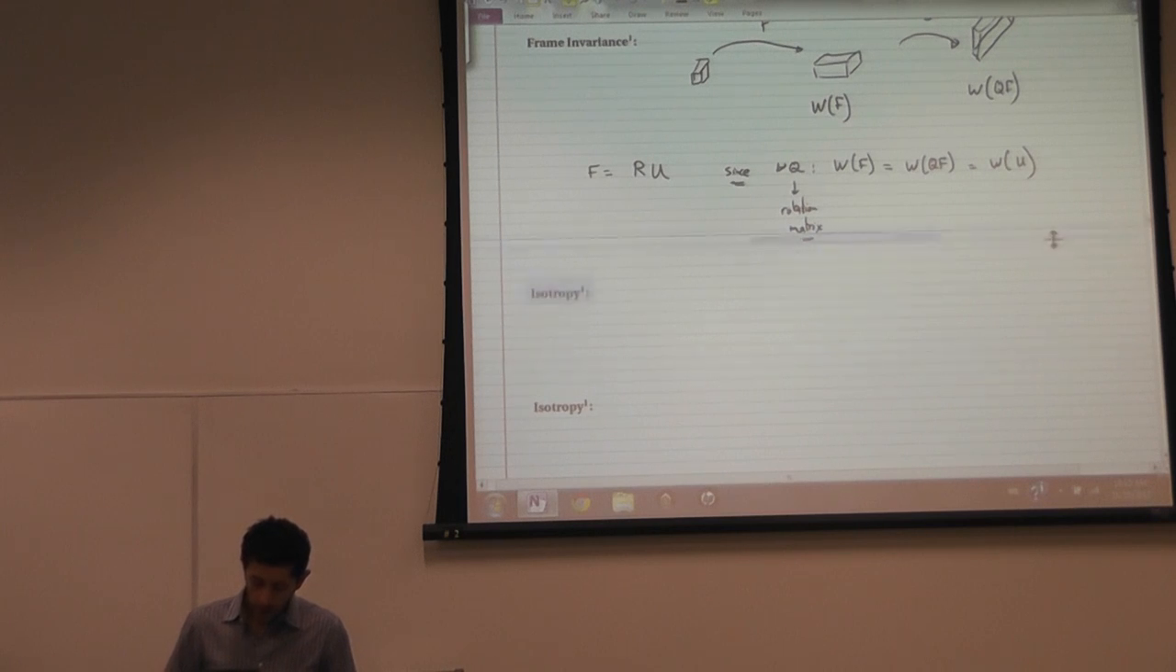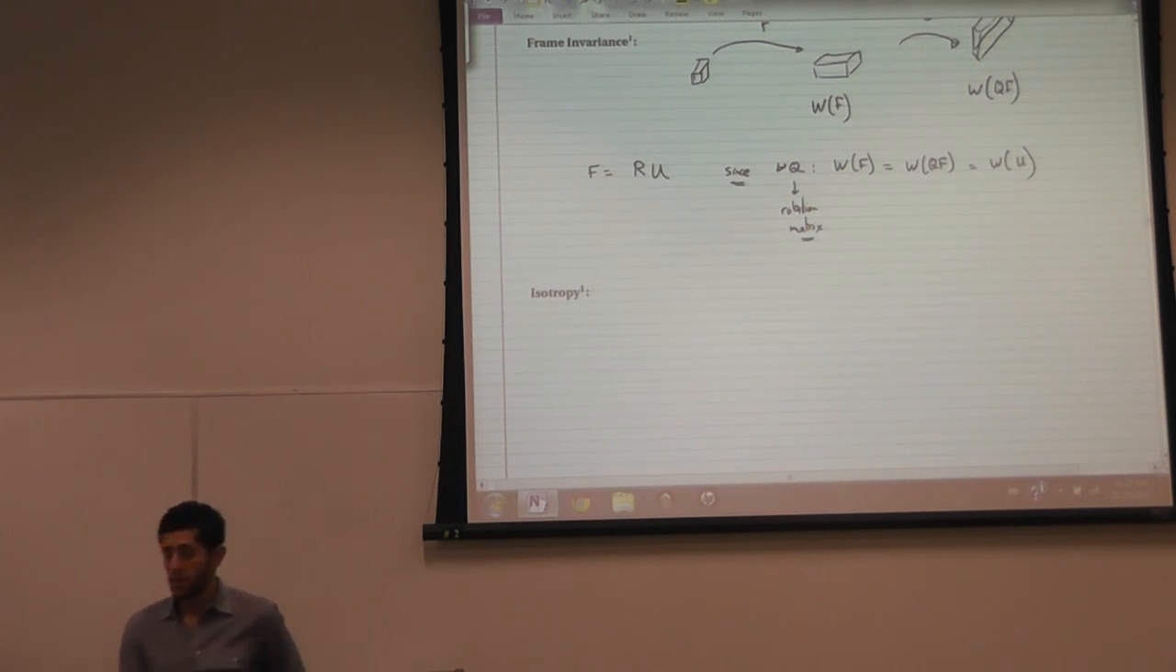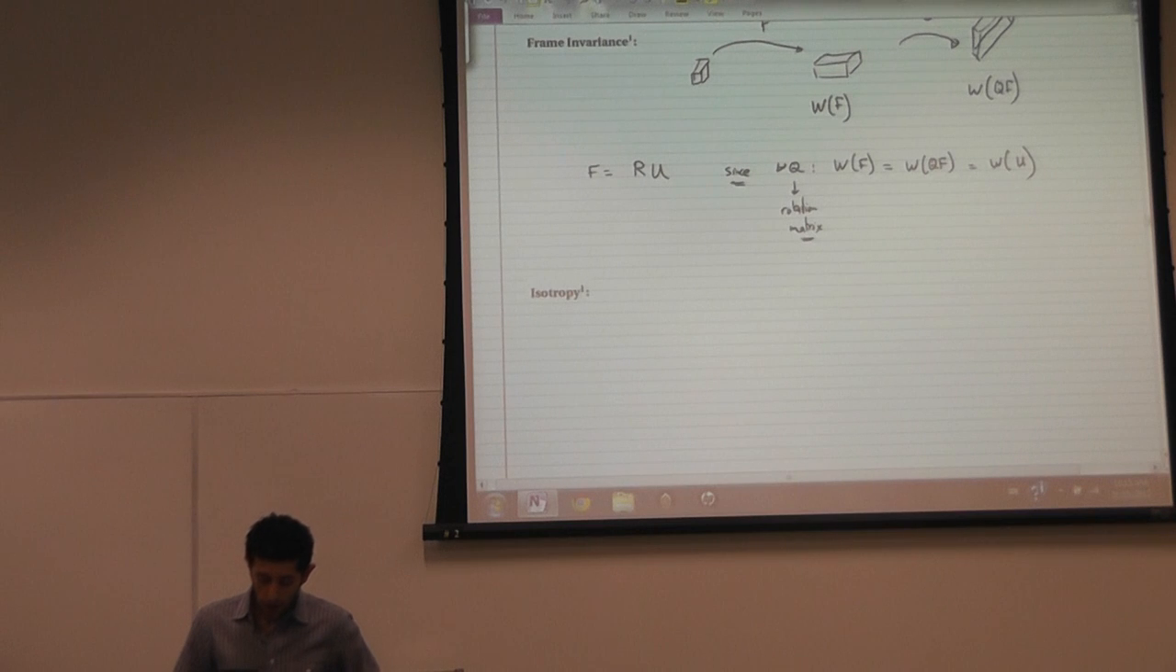Now if this is an isotropic material, then if this is the object, I'm going to call this side 1. Let's call this E1. This is E2.